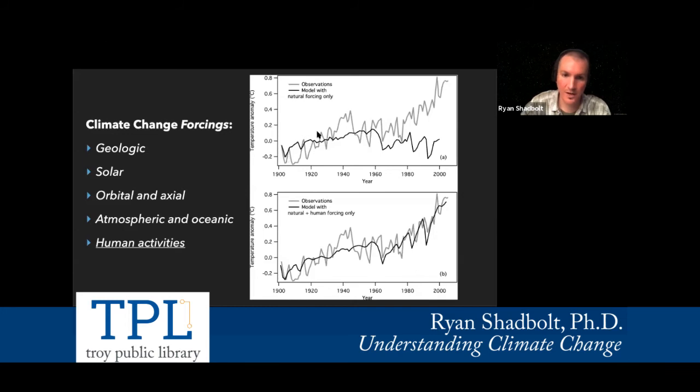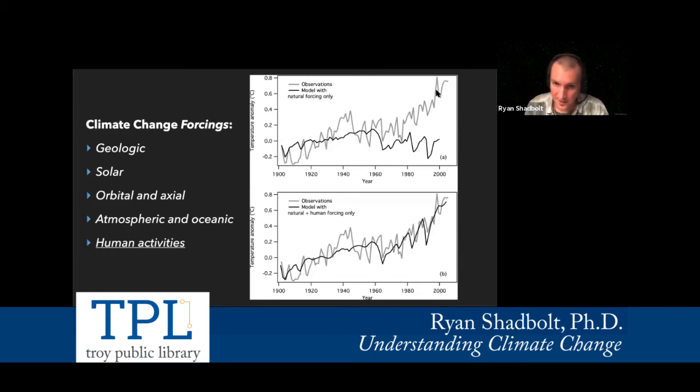It performs okay in the early half of the 20th century, but then you can see that there's a clear divergence between the model and the observations after 1960 or so. You can see, if anything, the model suggests to us that temperatures based on natural forcing alone should be declining.